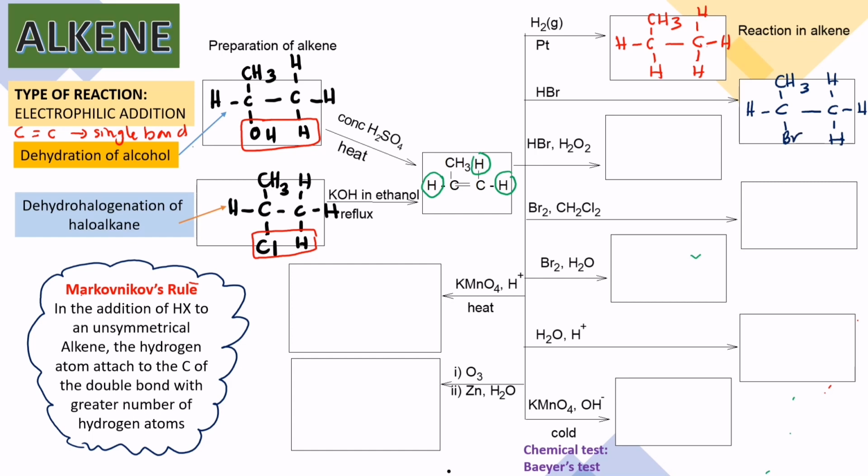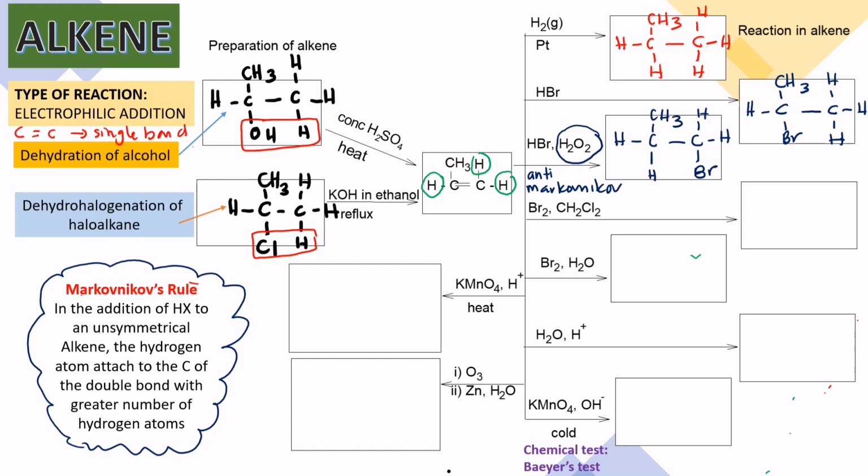Reaction with HBr with peroxide. H2O2 is peroxide. In this reaction, it will become anti-Markovnikov. This means that when adding HBr in the presence of peroxide, H will be added to the carbon with the lesser number of hydrogen atoms. So, we get the product H, C, CH3, C, H, H. H will be added to the carbon with the lesser number of hydrogen atoms and Br is added to the other carbon atom.